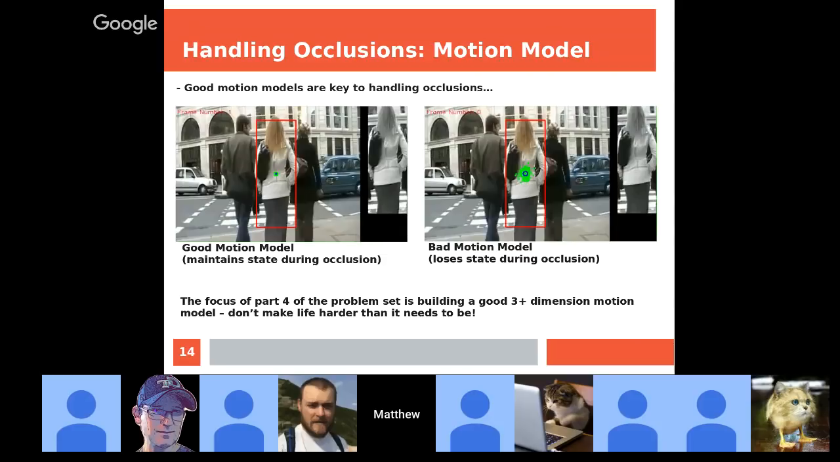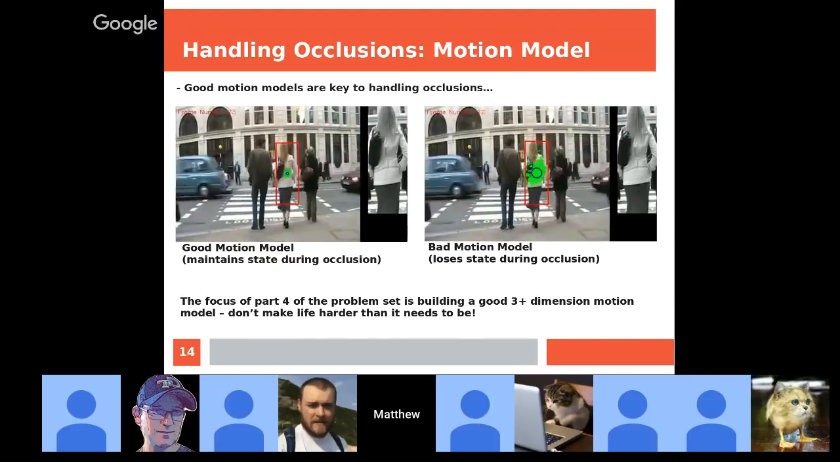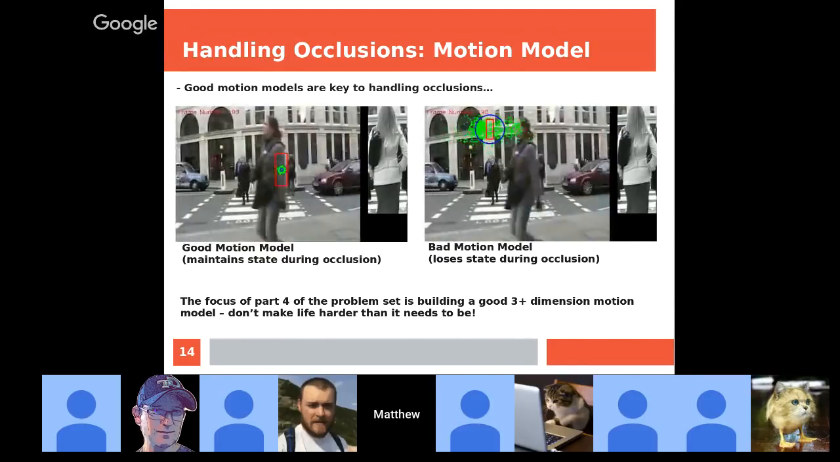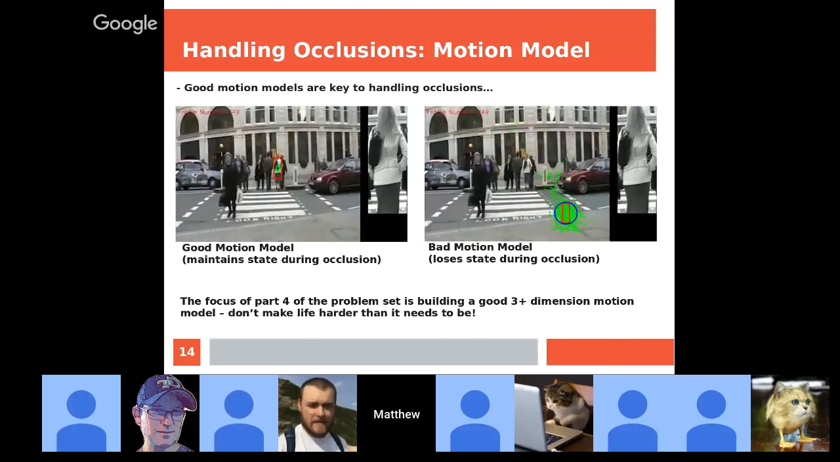The video on the left is an example where we have a good motion model that maintains its state during the occlusion. And the one on the right is a bad motion model that's going to lose its good estimate of state during the occlusion. So let's see if I can run these. All right, occlusion and lost state and maintained state on the left.